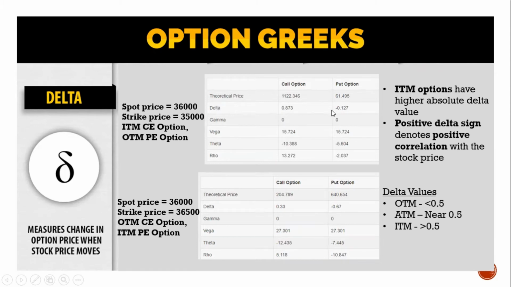the put option. This basically means that with an increase of 1 rupee in the underlying, the call option would go up by this amount and the put option would go down by this amount. Positive delta sign basically denotes the positive correlation with the stock price. You can also notice the huge difference between the delta value of the ITM call option and the OTM call option, and same with the put option. ITM options basically have a higher absolute delta value as compared to the ATM options and the OTM options. In conclusion, we can say that the OTM options have a delta value of less than 0.5, ATM options have a delta value of near about 0.5, and ITM options have a delta value of more than 0.5.